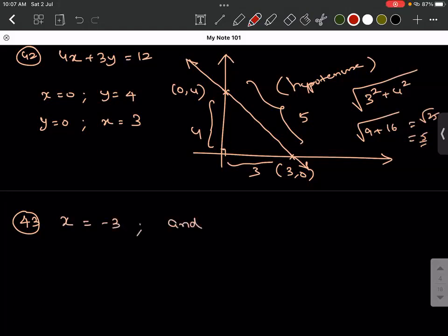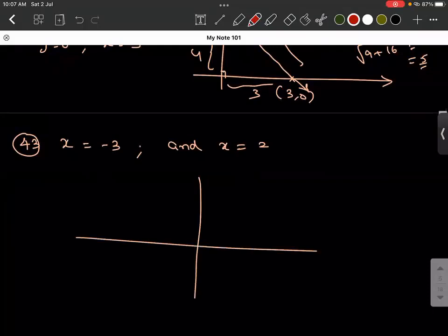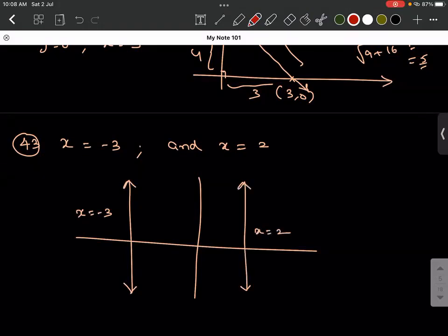X is equal to minus 3 and x is equal to 2. So listen. X is equal to minus 3 is this line. X is equal to 2 is this line. So how much is this distance? 3. How much is this distance? 2 units. So what is the total distance?